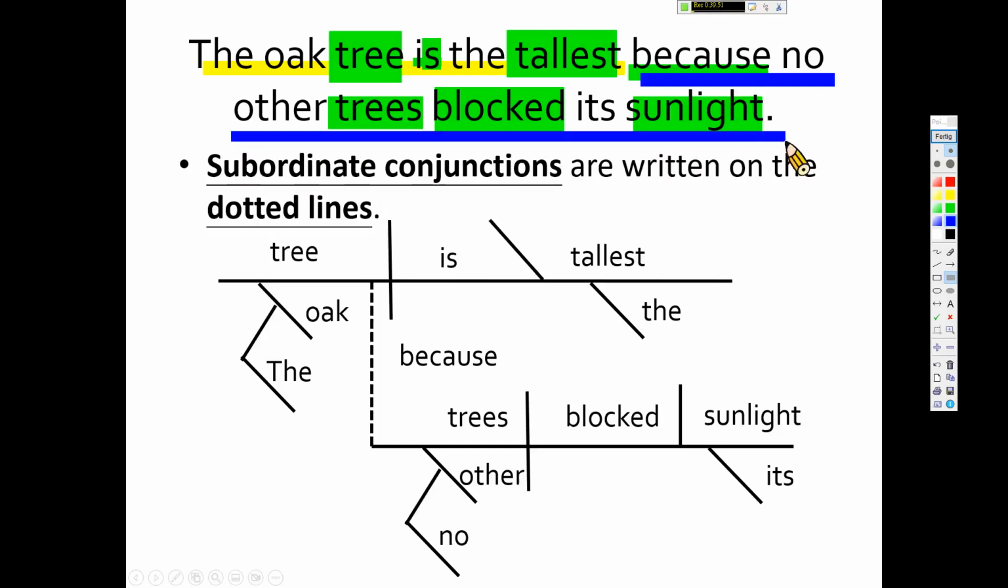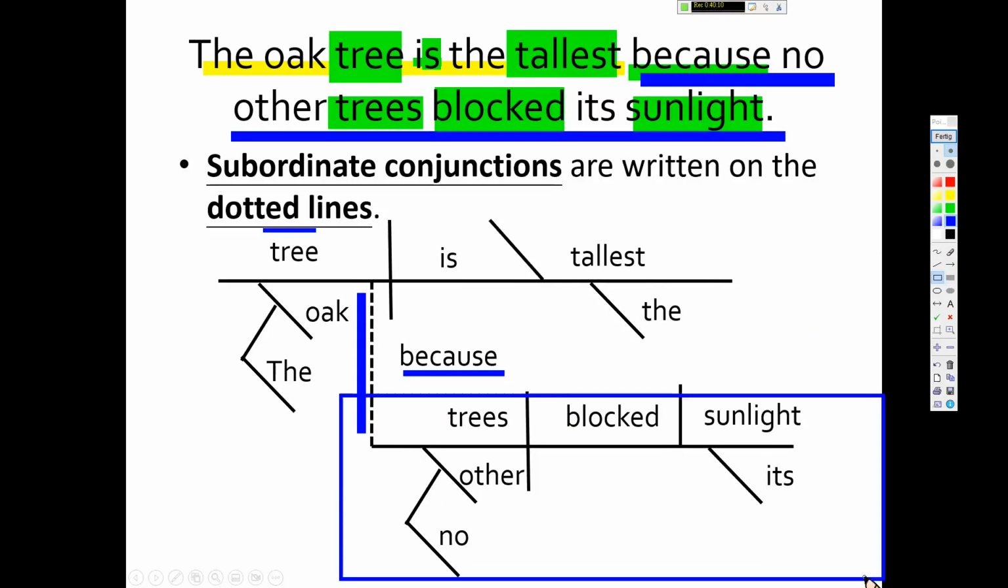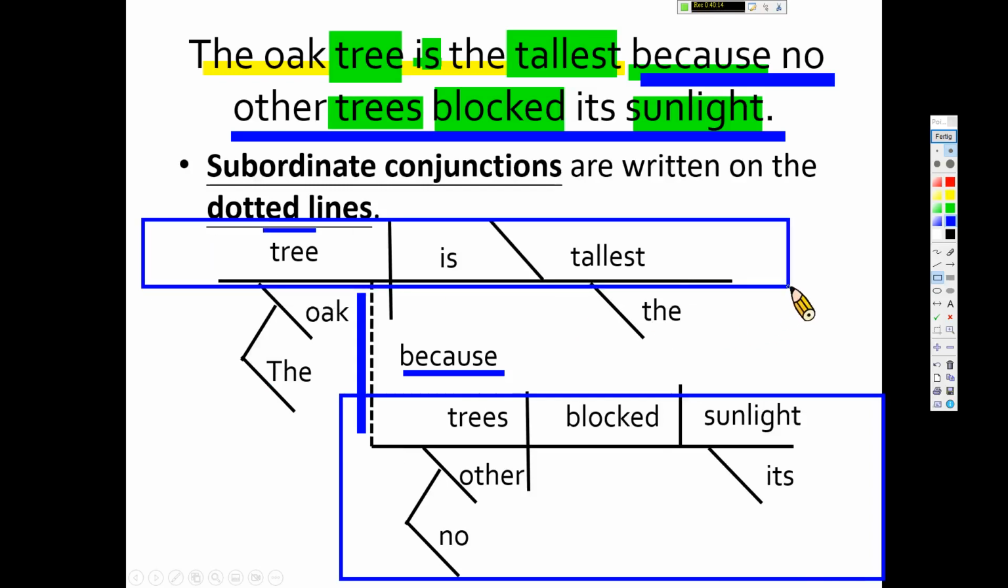So how can we do this? Well, basically, subordinate conjunctions are written on the dotted line. Here is the dotted line, right? And we wrote the because here. And to connect another complete structure of the sentence. And this is the main sentence we want, right? So let's try to correspond the sentence and the structure here.